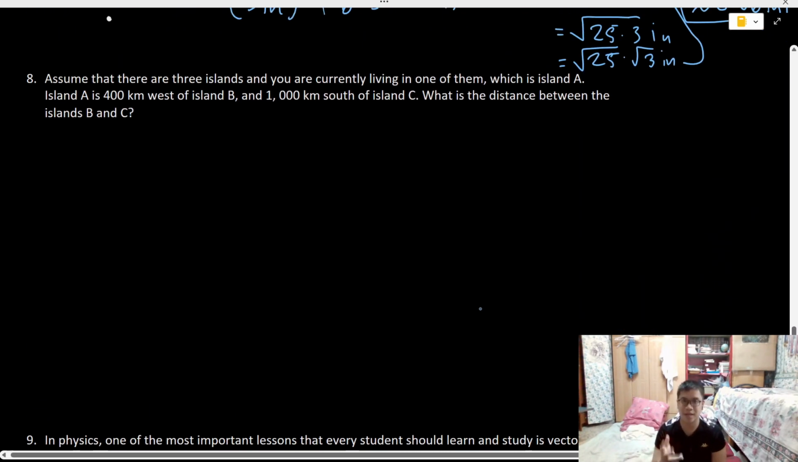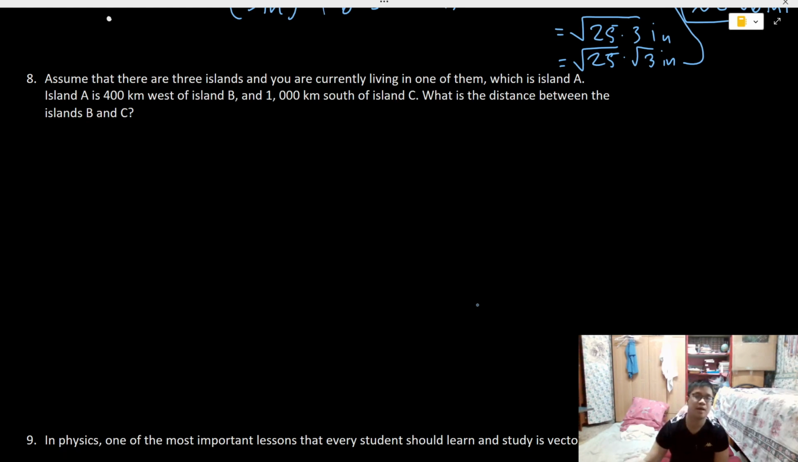Assume that there are three islands and you are currently living in one of them, which is Island A. Island A is 400 kilometers west of Island B and 1,000 kilometers south of Island C. What is the distance between the islands B and C?